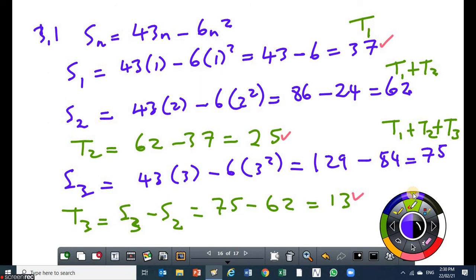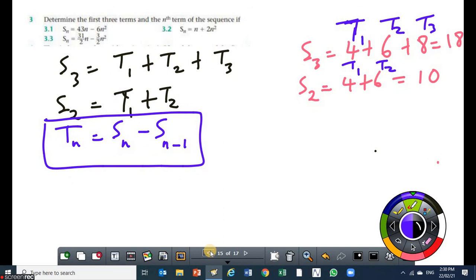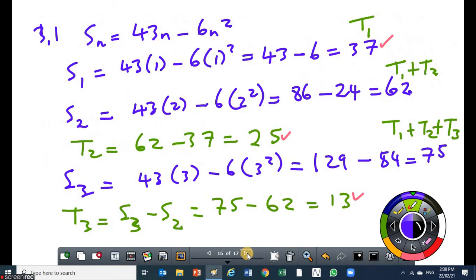Then from here, the question says determine the nth term. That's a general term now. To find the general term, we need the first term and the common difference, which is what we got. So we can use the Tn formula. Where there is a, we are going to put 37. Where there is d, we put minus 12. And then we simplify. Okay, I'll stop here. I'll carry on from here in the next lesson.